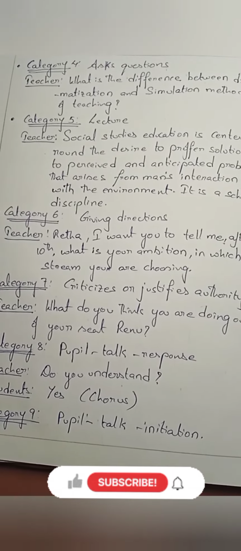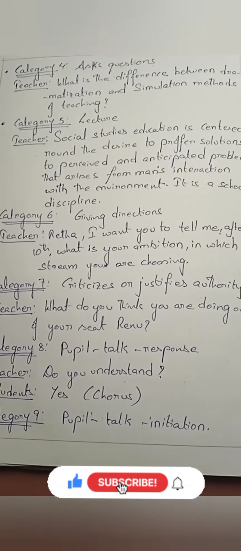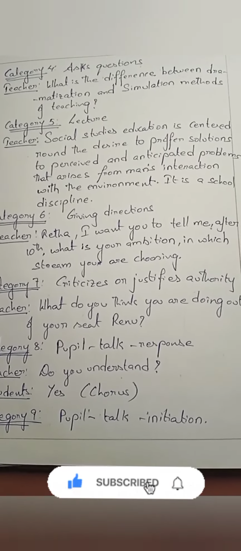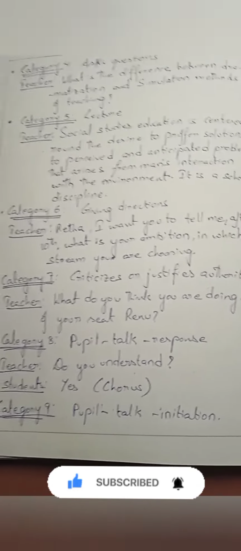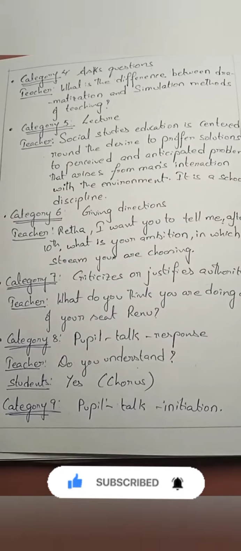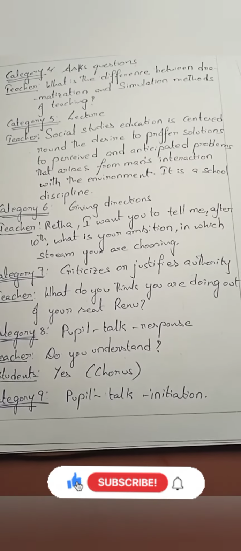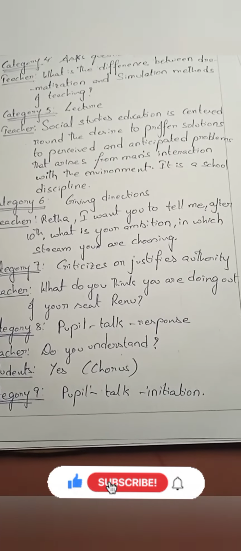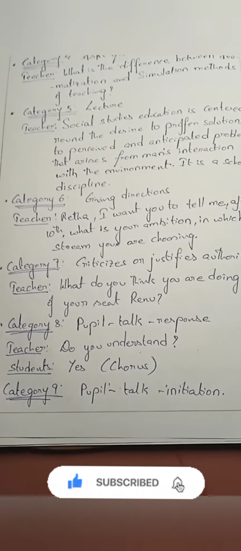Category 5, lecture. Social studies education is centered around the design to propose solutions to preserve and anticipated problems that arise from man's interaction with the environment. It is a school discipline. Category 6, giving directions. Rita, I want you to tell me after 10th what is your ambition, in which stream you are choosing.